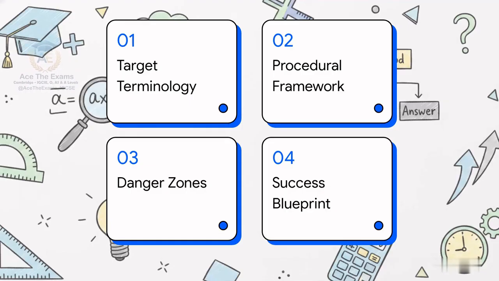All right, here is our flight plan for today's mission. First, we'll break down the challenge, analyzing exactly where typical students completely derail. Second, we're locking in target terminology, because words matter in math. Third, we'll run through the procedural framework, which is your new best friend. Fourth, we'll navigate the danger zones where marks vanish. And finally, we'll synthesize your ultimate success blueprint.